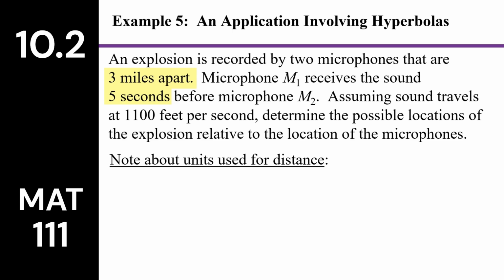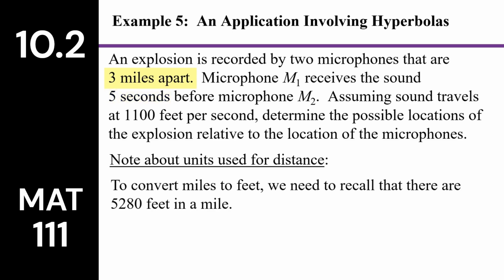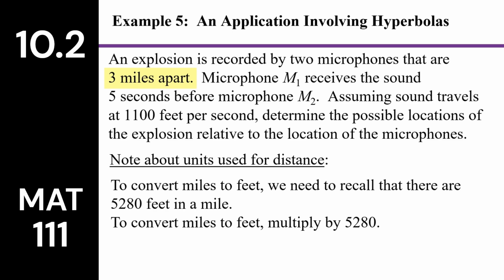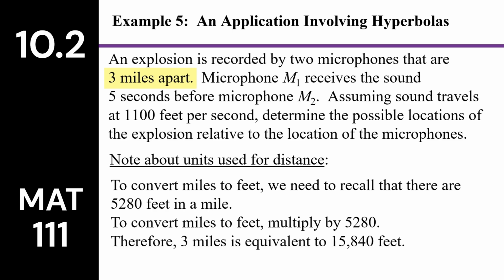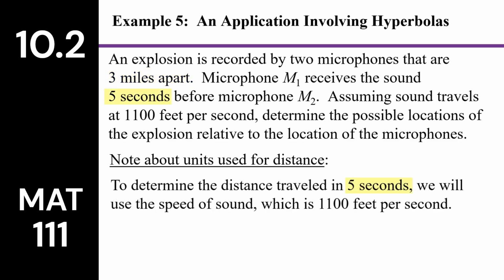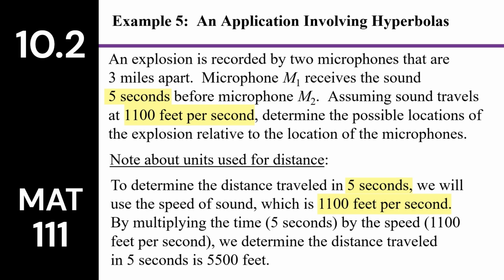Recall the conversion factor of 5,280 feet in a mile. So to convert miles to feet, we multiply by 5,280. 3 miles is equivalent to 15,840 feet. To determine the distance traveled in 5 seconds, we will use the speed of sound, which is 1,100 feet per second. By multiplying the time by the speed, we determine the distance traveled in 5 seconds is 5,500 feet.